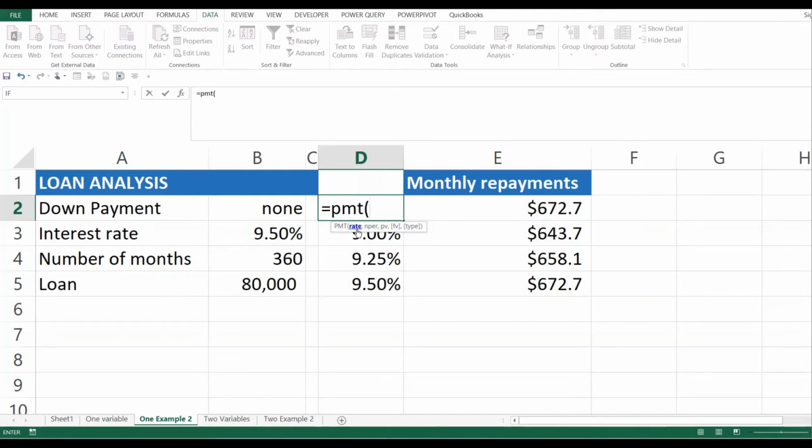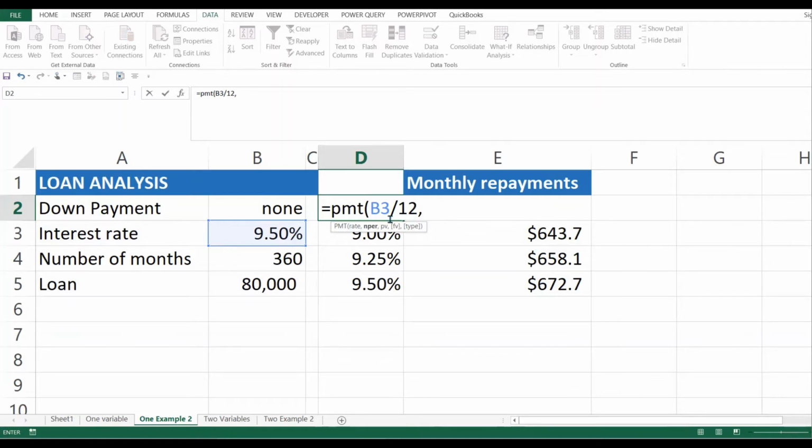It takes in the rate. My rate is this, divided by 12 to get the rate per month. My objective is to determine my monthly repayment for a loan of $80,000, which I'm going to repay over 360 months. Those I think are 10 years. And my interest rate is 9.5 per year. So to convert it to 12 months, I divide the interest rate by 12.